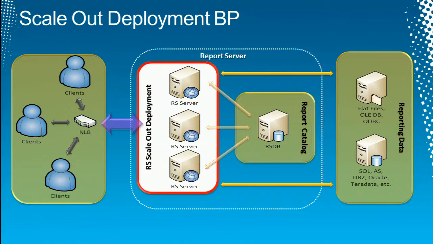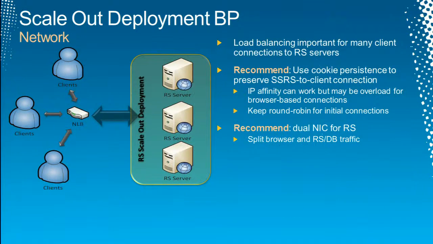And we have it here coming up. When you set up the load balancer, you want to set it up with affinity, so the client basically comes back to the same server for a session. It can be IP affinity, but we definitely recommend cookie persistence. Keep it round robin in general for initial connections, with the exception of what we already had a question on. As you increase your concurrency, one of our other recommendations is to make sure all of your RS servers have multiple NICs: one NIC for the communication between the clients and the RS server, the other between the RS server and the back end.